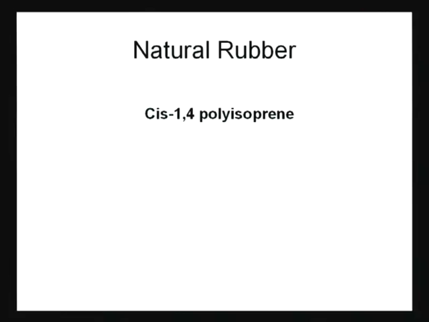Then let us look into rubber. This is natural rubber. You will see some properties of natural rubber, and some properties of synthetic rubbers a little bit for your understanding. So, C14 polyisoprene is natural rubber.